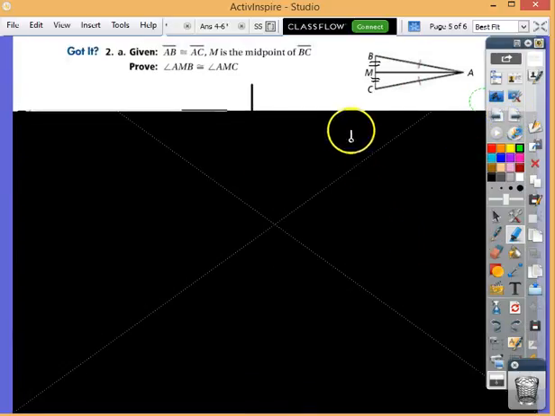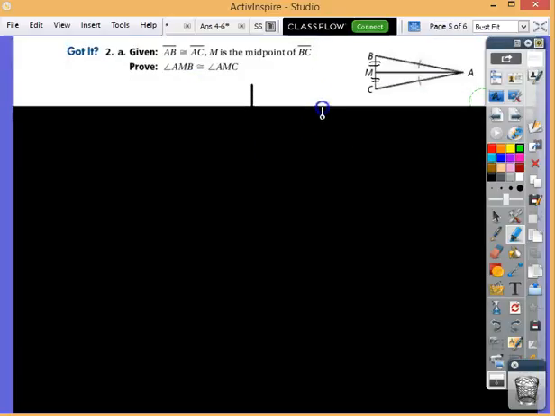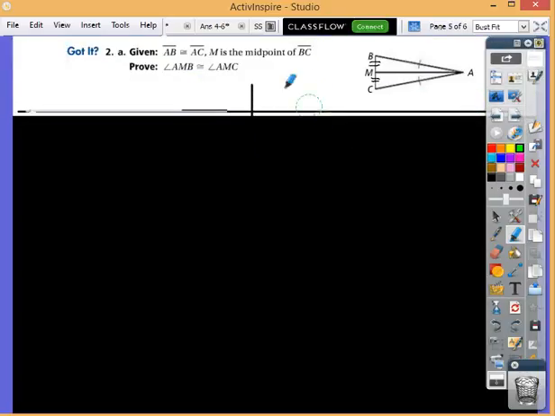All right, let's try this one right here. Let's prove that angle AMB is congruent to angle AMC. So in the picture, that would be this top angle congruent to this bottom angle. Prove that, starting out with this given information.